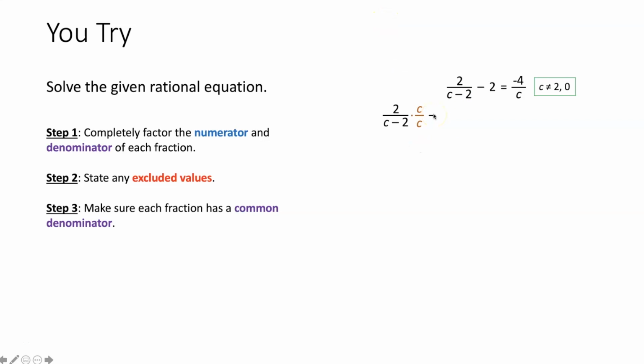Then it's going to be minus. And then remember, 2 is the same as 2 over 1. So what do I have to multiply 1 by to get it to be c times the quantity c minus 2? That's c times the quantity c minus 2. And whatever you do to the denominator, you have to do to the numerator. Then that's going to be equal to.